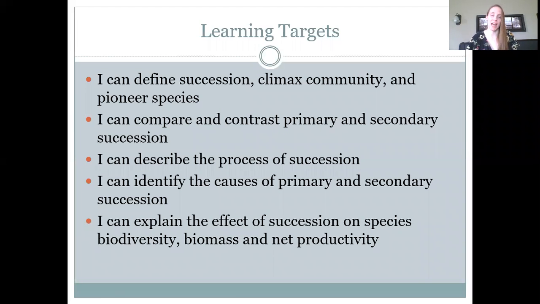So for this, you're going to have to be able to define succession, define climax community, and define pioneer species. You're also going to have to be able to compare and contrast primary and secondary succession, describe the overall process of succession. You need to be able to identify what would cause primary succession compared to what would cause secondary succession. And then we're going to talk about how biodiversity, biomass, and productivity change as we go through this process of succession.